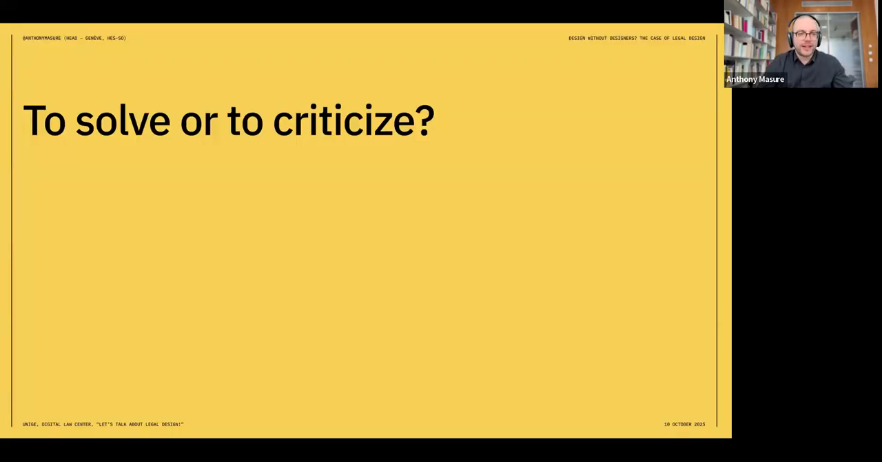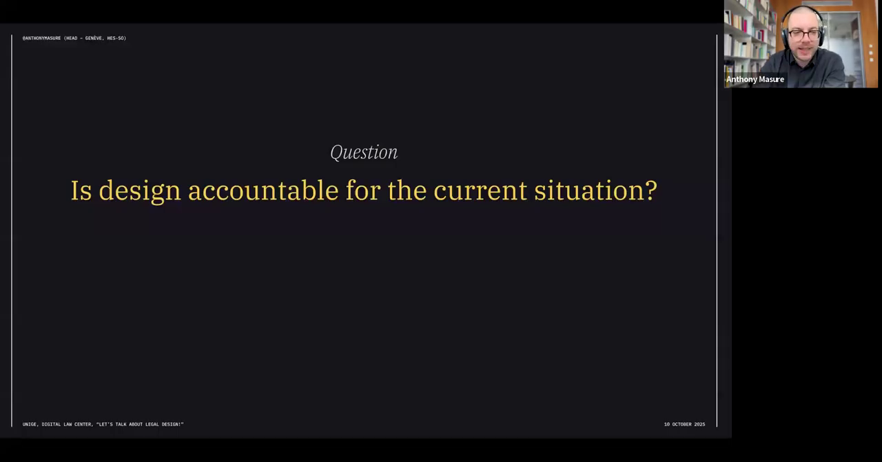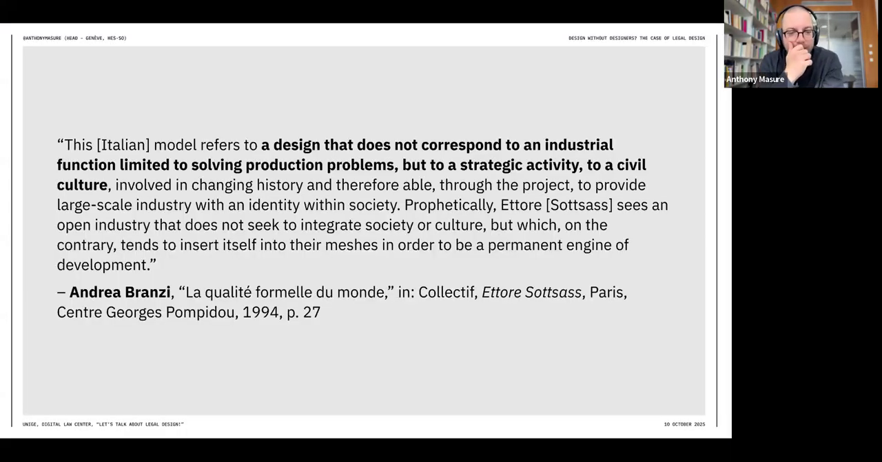So in short, is design made to solve or to criticize? In fact, it could be both. And in the current situation, which is highly problematic, for example with the ecological crisis, is design accountable for the current situation? That's a lot of questions, I know. For other designers, it's the same kind of idea. The answer is yes, partly. Designers are not the only people who are accountable, but they are also. Design does not correspond to an industrial function limited to solving production problems, but to a strategic activity, to a civil culture. The title in French is La qualité formelle du monde, in English, the formal quality of the world. This is important for the rest of my talk.